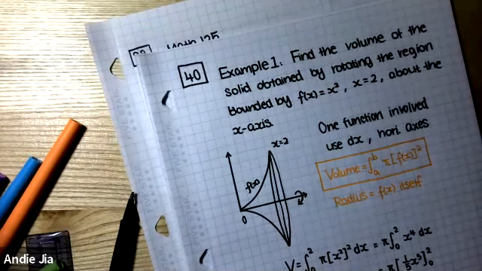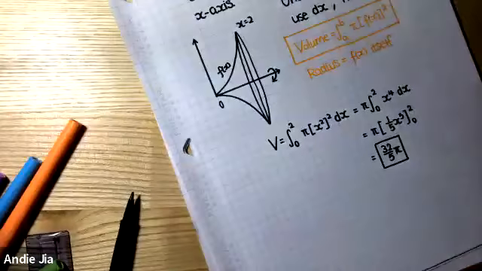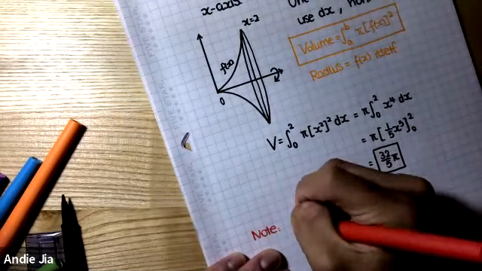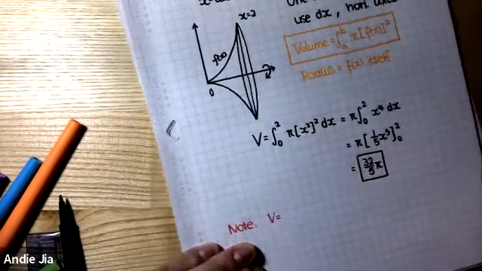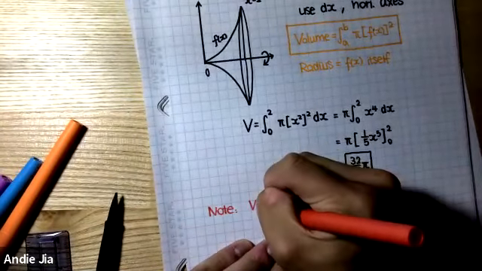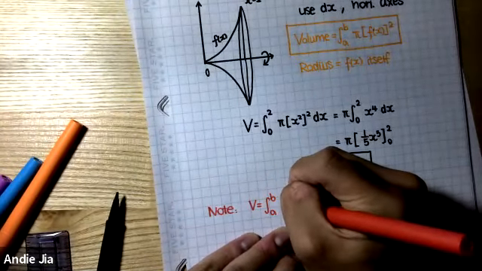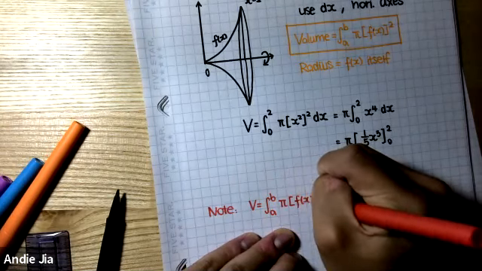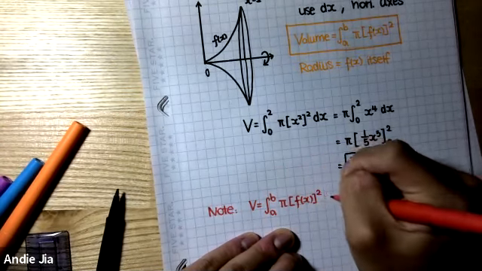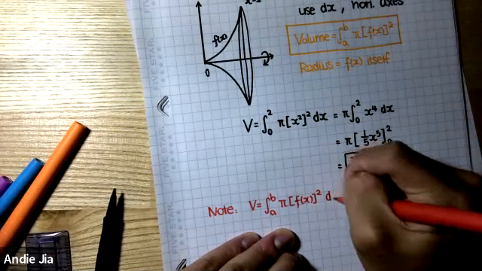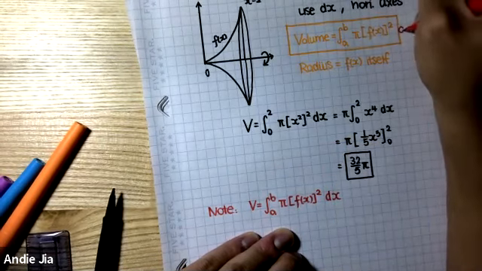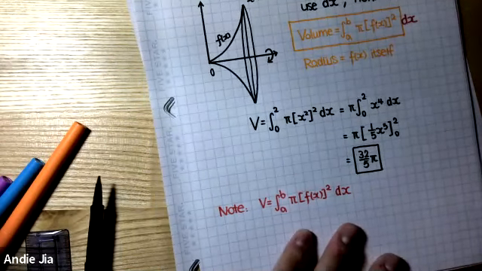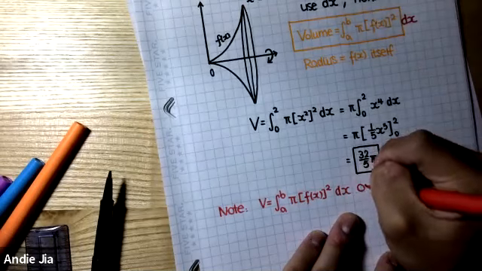Warning here. The volume equals the integral from a to b of pi f of x squared. I forgot dx, I'm so sorry for the error.